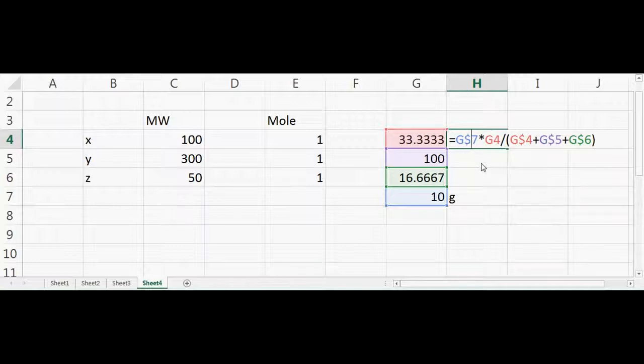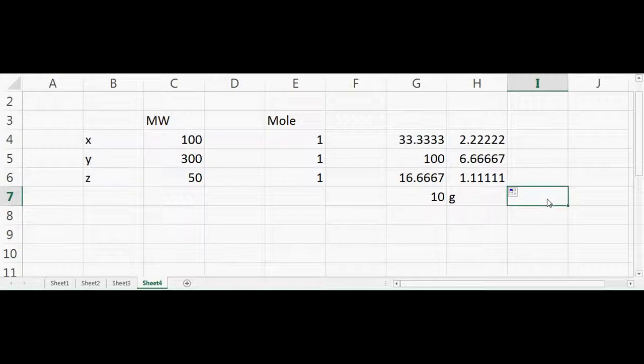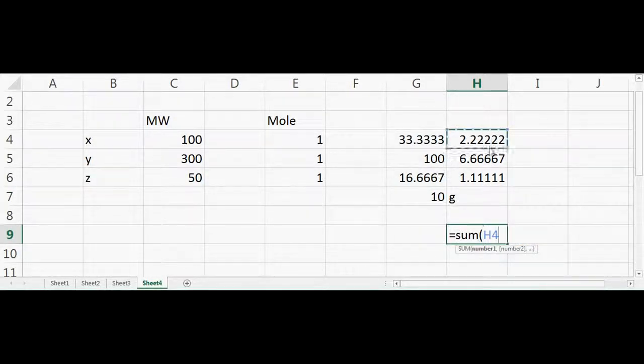So now you can see that if I add them together, this is the answer. If I sum them together, the total sum is 10 grams. So we should add this many grams of these three components to get a molar ratio of 1:1:1. Now we should check whether we did the calculation correctly or not.